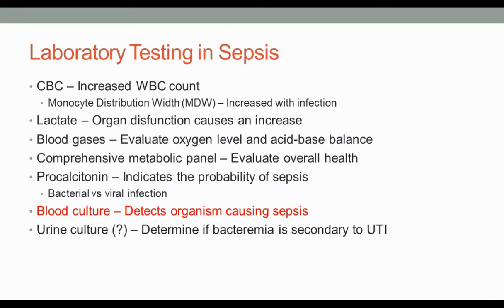Blood cultures permit the growth of the causative agent of sepsis, allowing identification of the organism and susceptibility testing. Lastly, a urine culture can help determine if the sepsis symptoms are caused by seeding of the bloodstream with an organism causing a urinary tract infection.